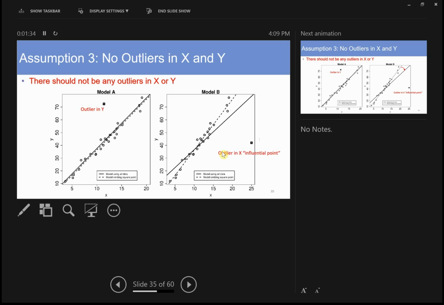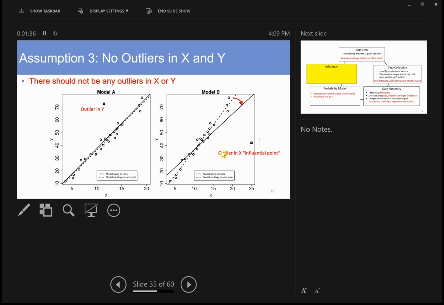Outliers in X are a little trickier. This is a data value that's far away from the others. Notice what the effect of an outlier in X is. It tends to rotate the line. This is the line without this data point. With this data point added, the line rotates.